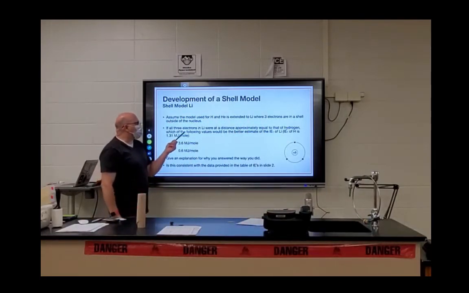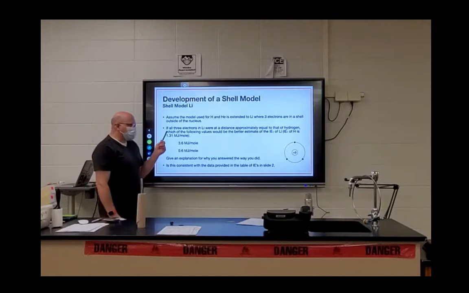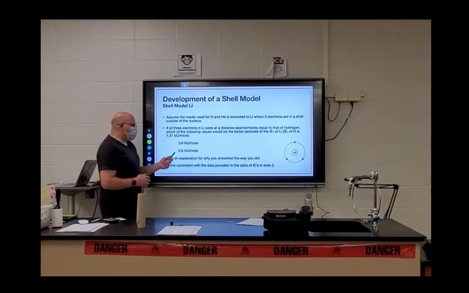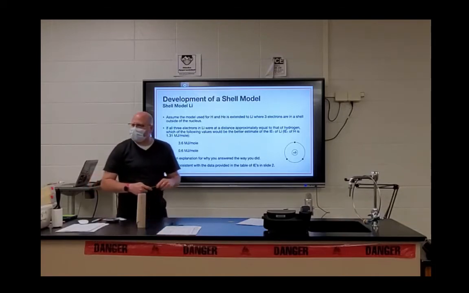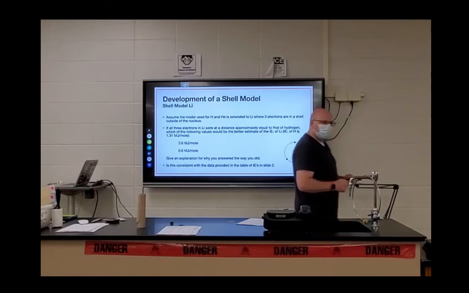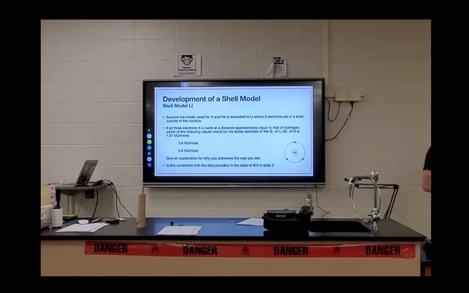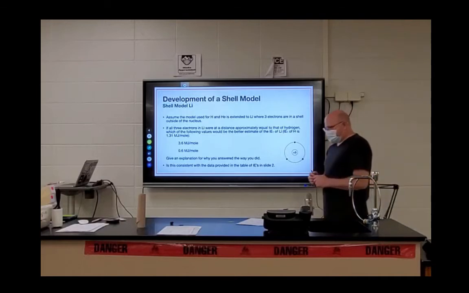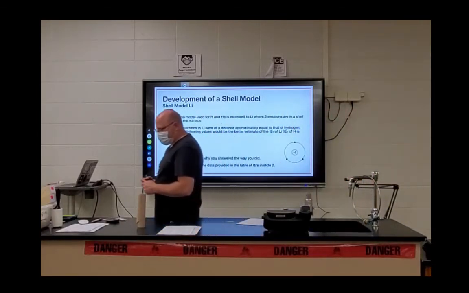If all 3 electrons in lithium were at a distance approximately equal to that of hydrogen, which of the following values would be the better estimate of the ionization energy? 3.6 or 0.6? Ava? 3.6 is if you have the same distance, but you have some larger, the 3 in the numerator is still gonna end up larger, because you're not dividing by anything bigger.